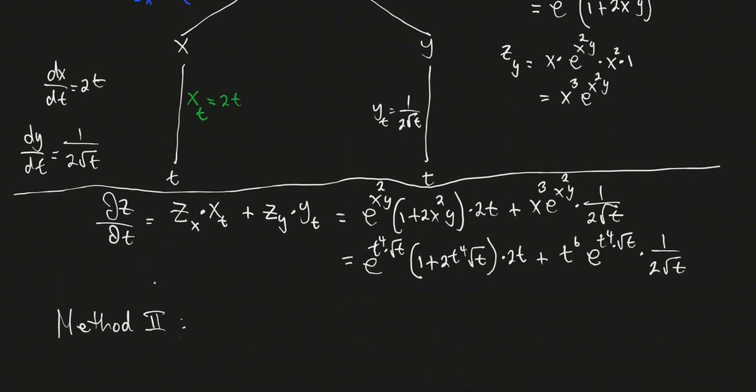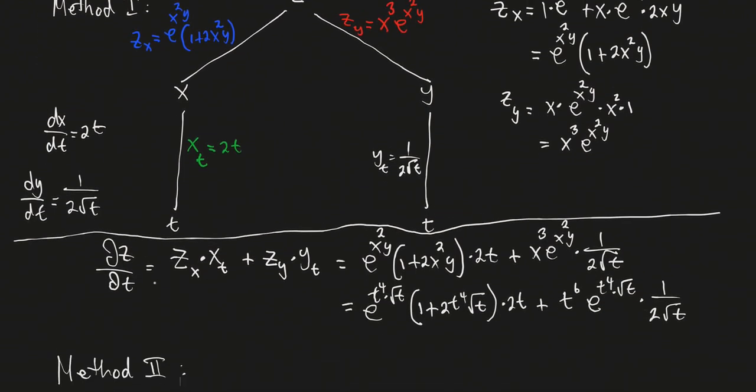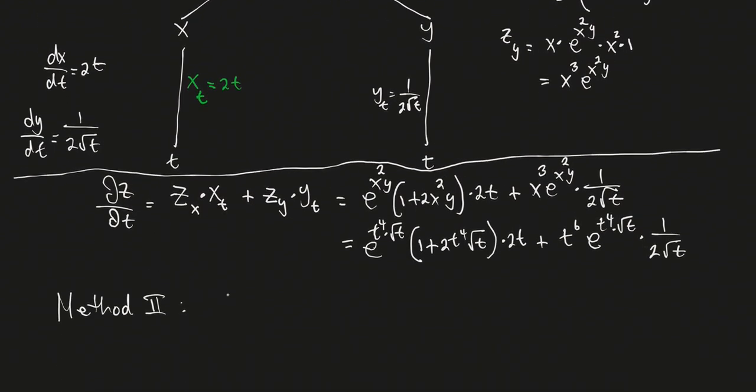So then we end up having, so again, let's write it down. It's t squared e to the t to the 9/2, right? And we have to differentiate this.